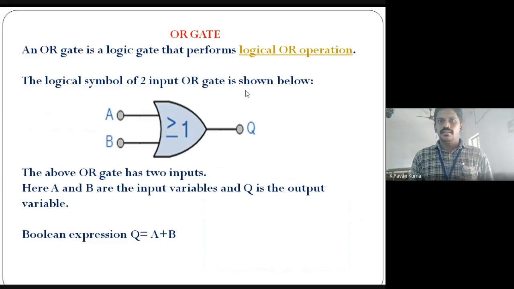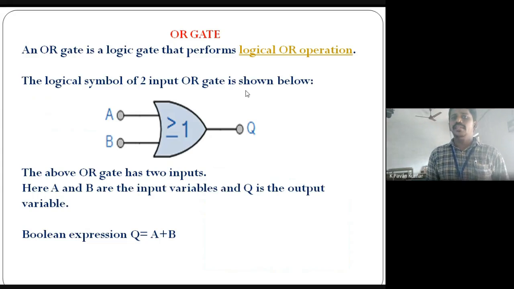This is called OR logic. The logical symbol of the two-input OR gate is as shown below. Look at the symbol of OR logic. In this symbol, there are only two variables and only one output. We have already discussed that a logic gate has one or more inputs and only one output. The above OR gate has two inputs, A and B, which are input variables, and Q is the output variable.